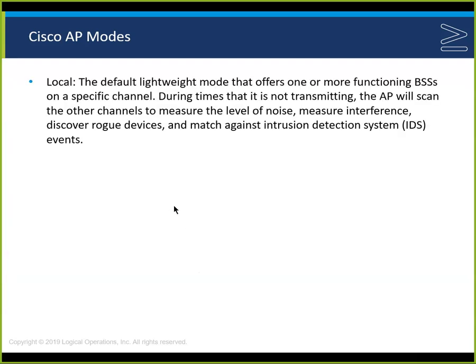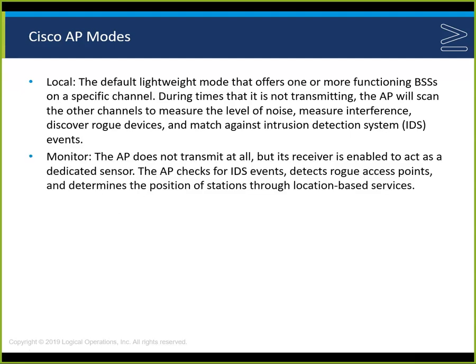What else is available there? I said there's a little bit more information on some of these things. The default, local mode, offers one or more functioning basic service sets on a separate channel. It's not transmitting. The AP is going to scan the other channels to measure the noise level and any interference that's going on. Discover rogue devices and match them against the intrusion detection system events. In monitor mode, the AP is not going to transmit. It's enabled to act as a dedicated sensor. It checks the IDS events, detects rogue access points, and determines the position of the stations.